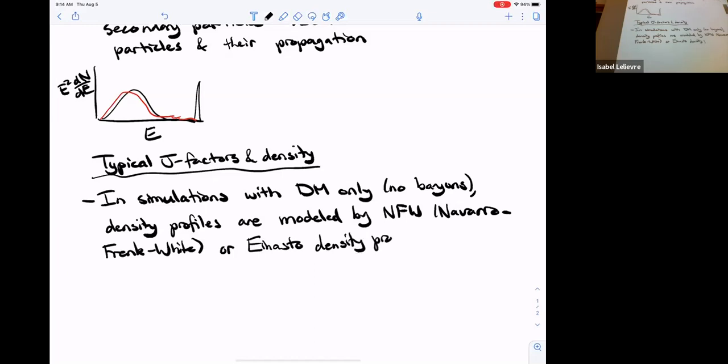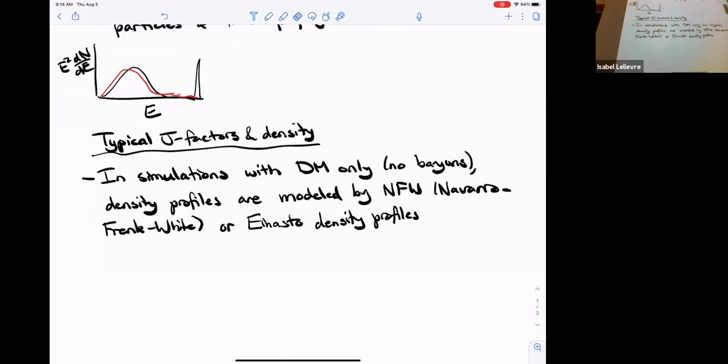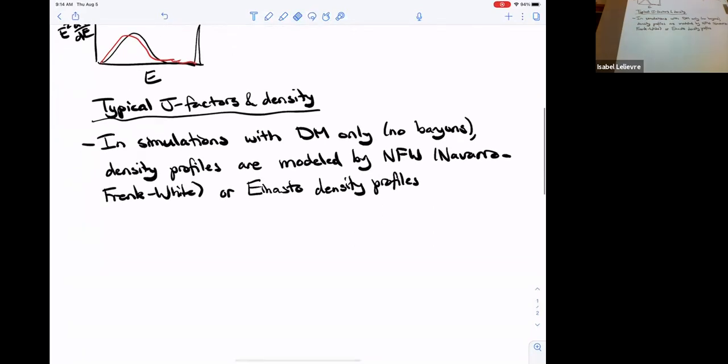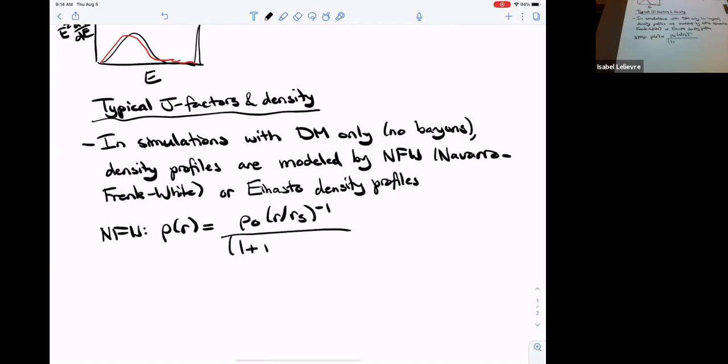So these profiles are both generally rather steep towards the center of the galaxy. So we sometimes talk about a cusp. So the functional forms of those two profiles: the NFW density profile goes like this form. So basically when the distance is much smaller than the scale radius, this is like a 1/r profile for the density, and when the distance is much larger than this characteristic scale radius RS, this is a 1/r cubed profile.